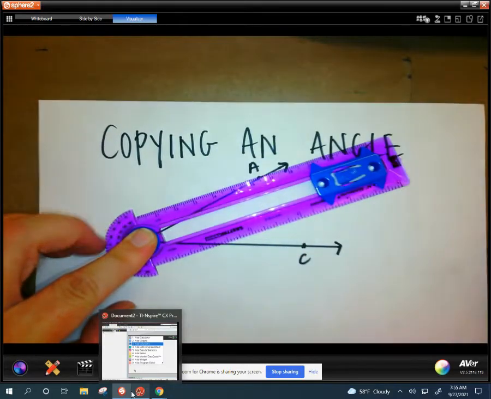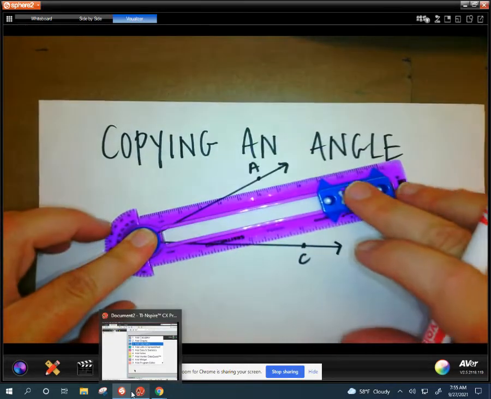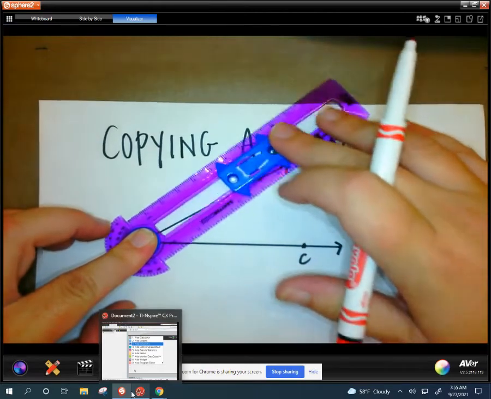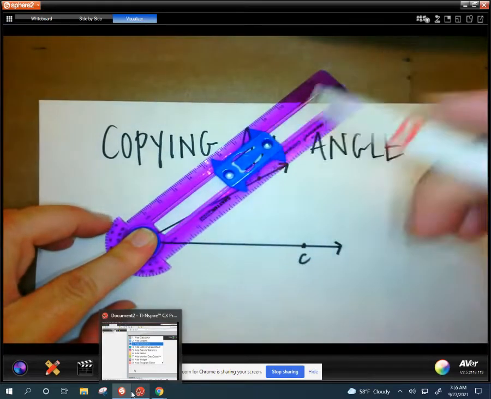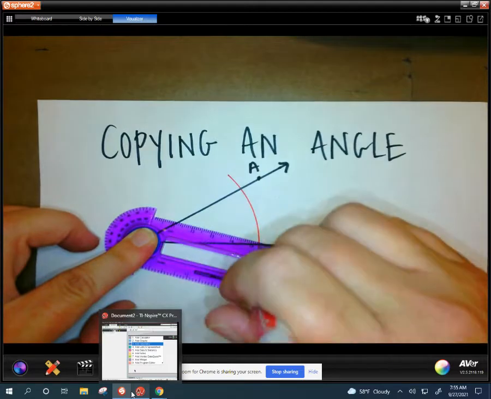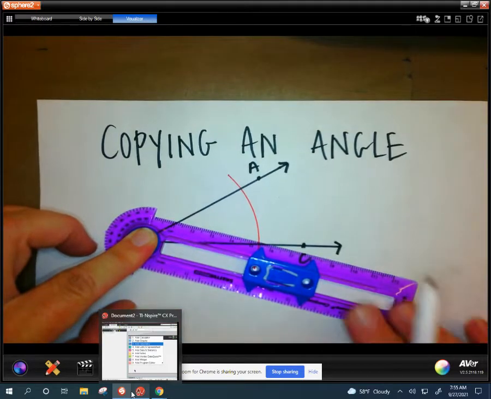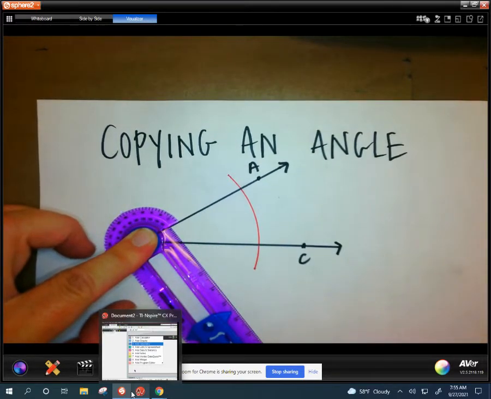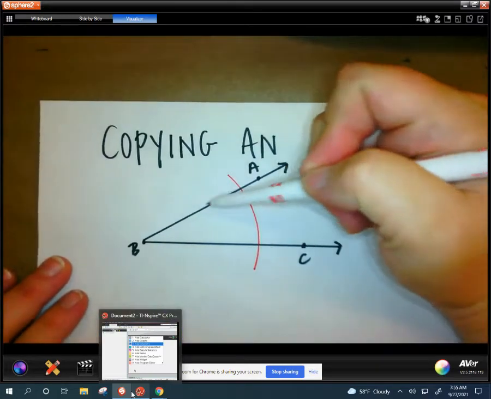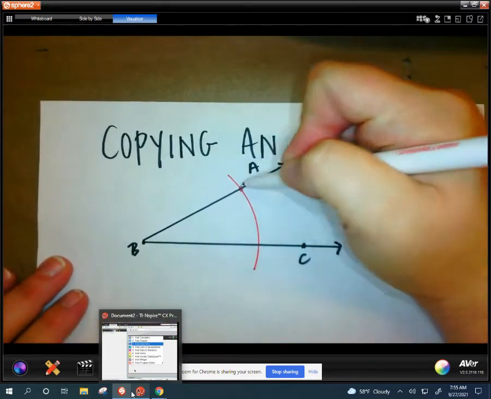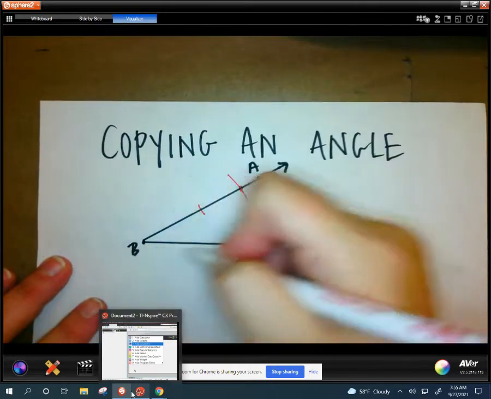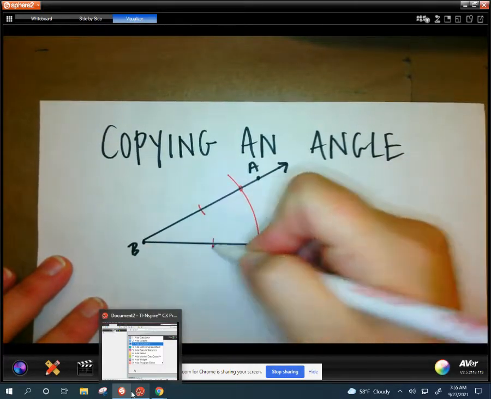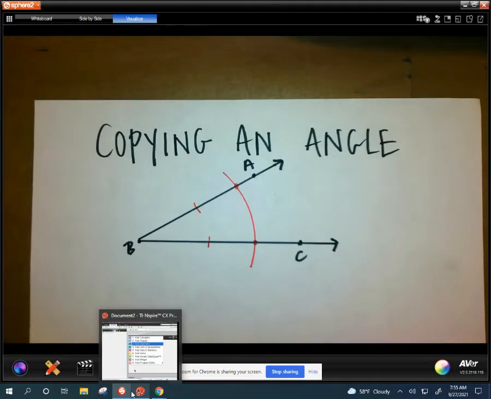Notice my slider was way out here. It doesn't work. I need to move it in so it crosses this ray and that ray. So I'm going to draw an arc that crosses both rays, and I've done it such that now the distance from here to here is equal to the distance from here to here. I don't need to name those points. I'm just letting you know why we're doing it.